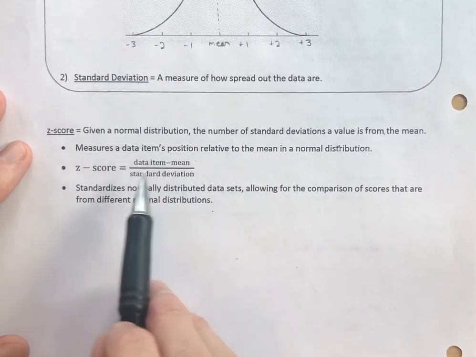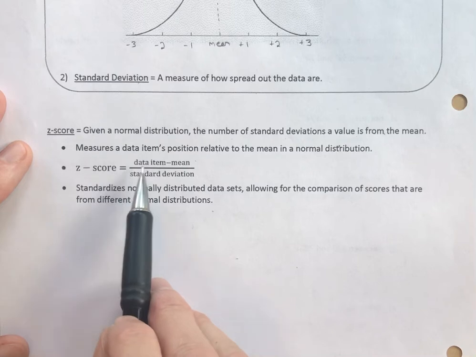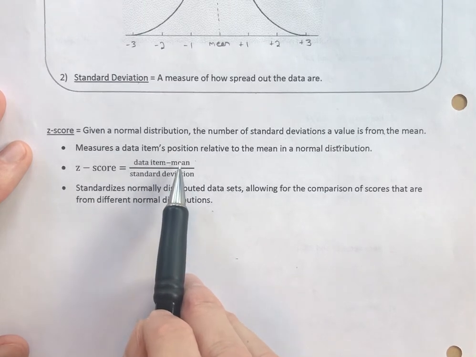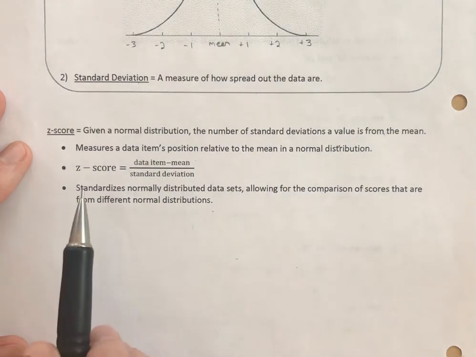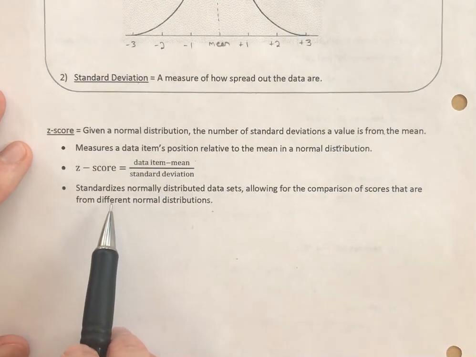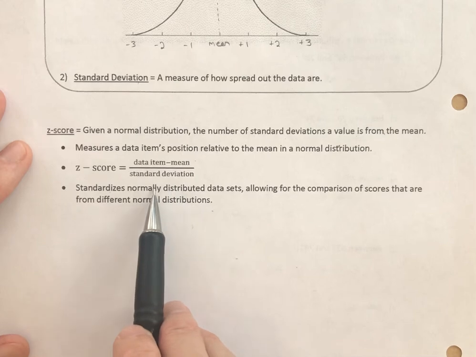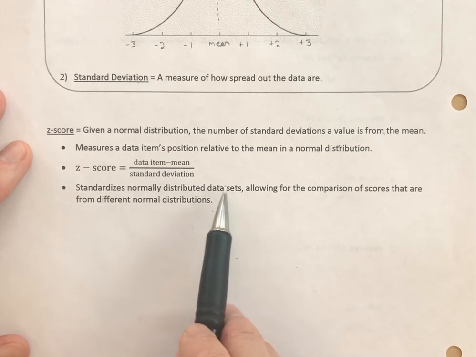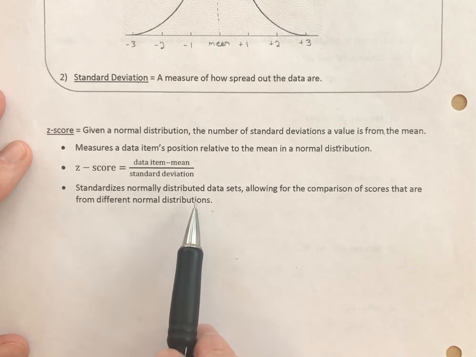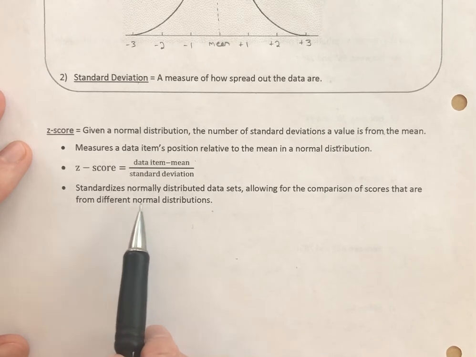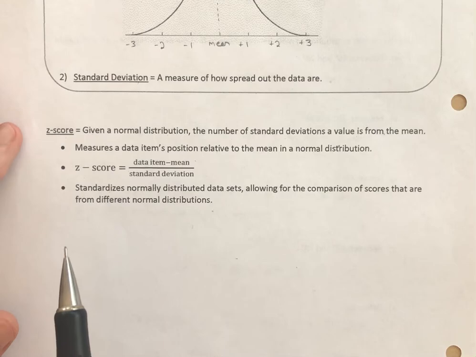Here's the formula. The z-score is equal to the data item minus the mean, divided by the standard deviation. What the z-score allows us to do is to standardize normally distributed data sets. That allows us to compare scores, to compare data items that are from different normal distributions.